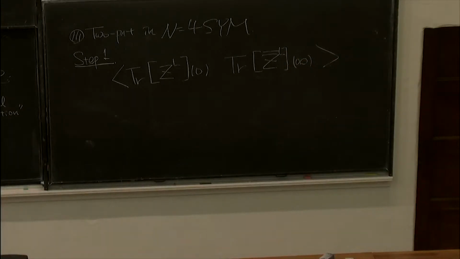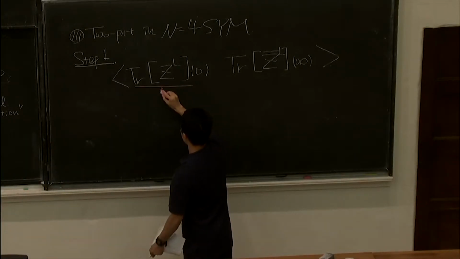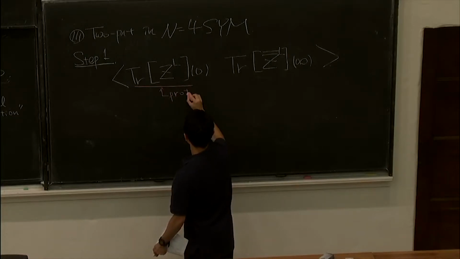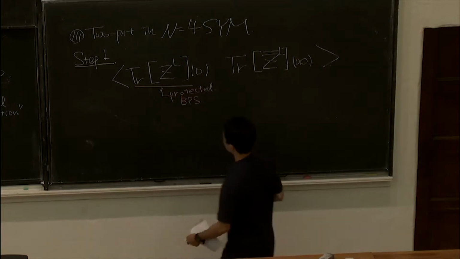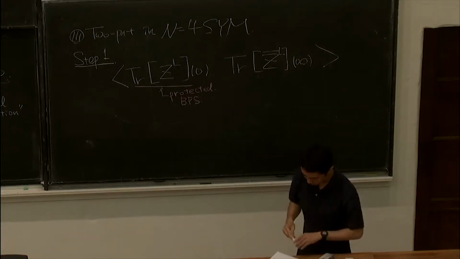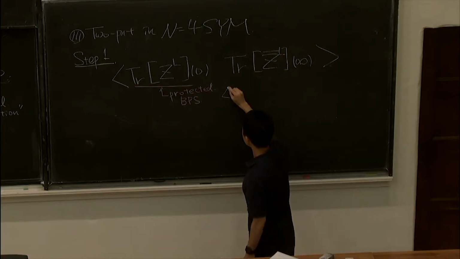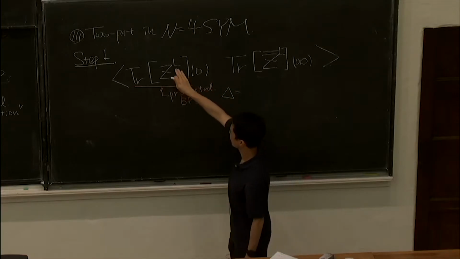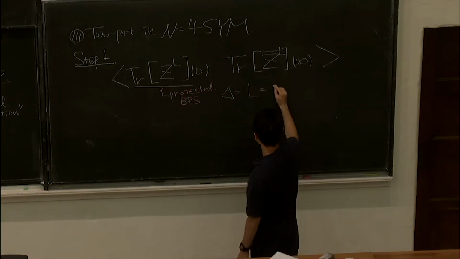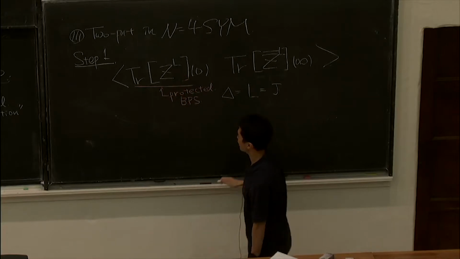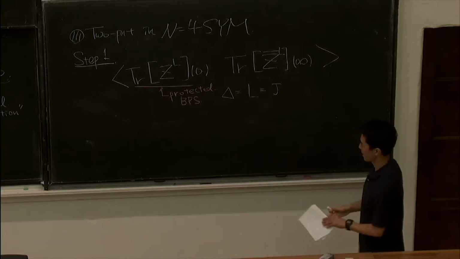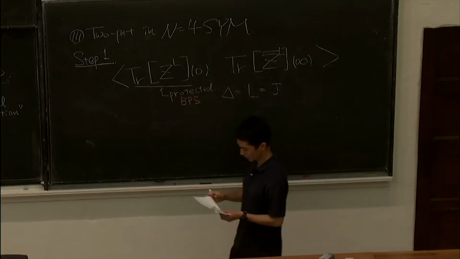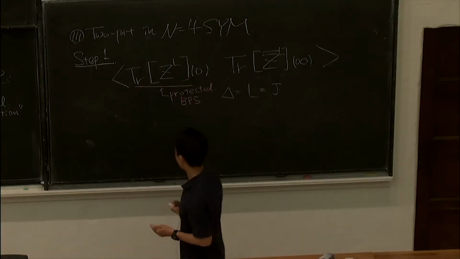And as I mentioned yesterday, this operator is protected by the supersymmetry and called BPS operators, half BPS operators. In particular, the dimension of this operator is exactly given by this power L. And this power L also, of course, determines the R charge of this operator, because each Z has 1 unit of R charge. So this is our rest frame.